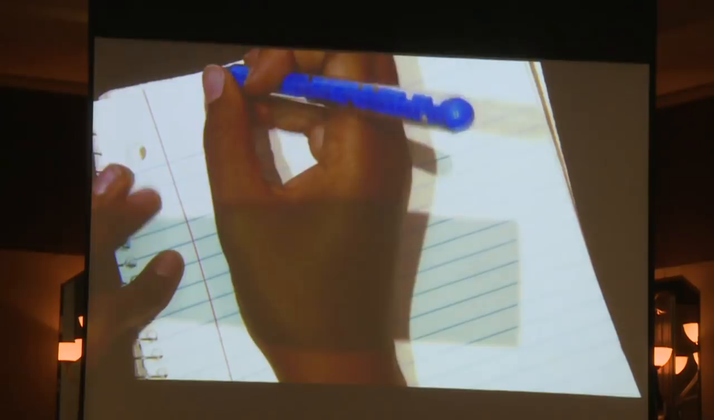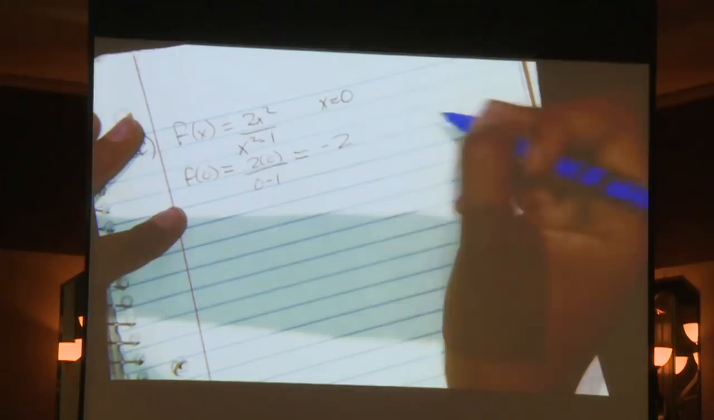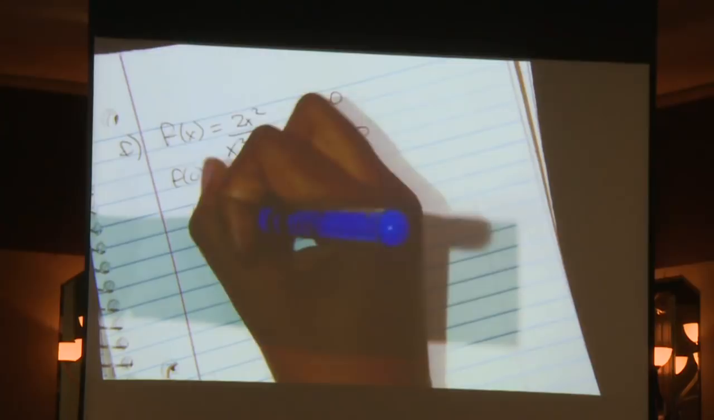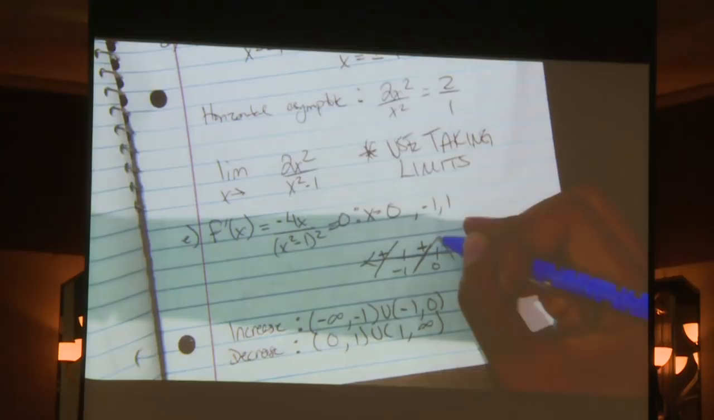So, part F says, find all local minimum and maximum values, if any, of f of x. So, to find my local min and max, I take my critical point and I plug it back into my original function. I know my critical point is x equals 0 from my previous problem. If I plug that in, f of 0 gives me 2 times 0 over 0 minus 1, which definitely gives me 0. So local max, where my x is 0, my y is 0, at (0, 0). And I know it's a maximum because previously I saw that it increases right here, decreases right here, so I have a maximum.